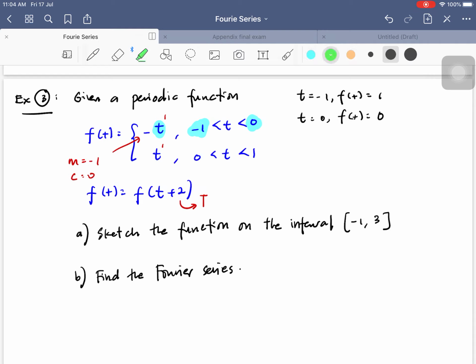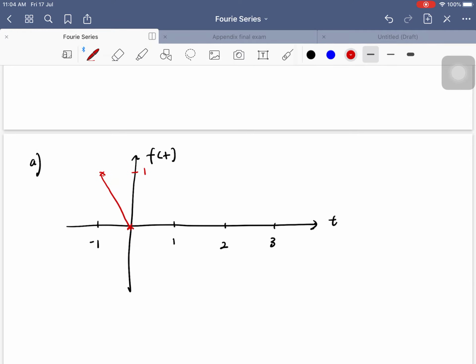And then I'm going to do the same for the second function, t, which covers from 0 until 1. When I substitute the values, I get that when t is equal to 0, my function f of t is going to equal 0 as well. And when t is equal to 1, my function f of t is also going to equal 1. So 0, 0 is going to be right at the origin, and 1, 1 is going to be somewhere over here. So this is how the graph looks like.